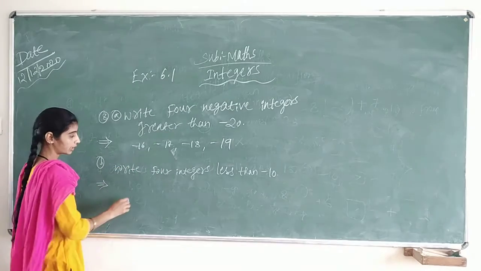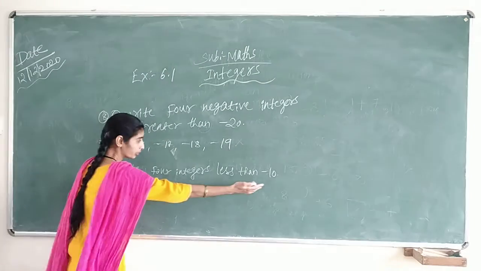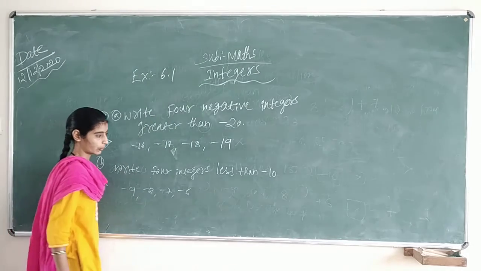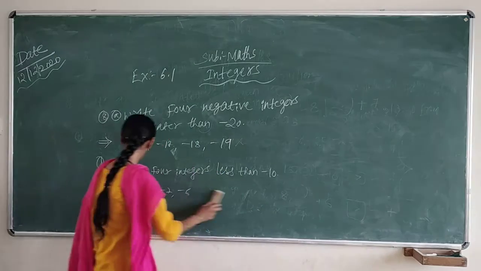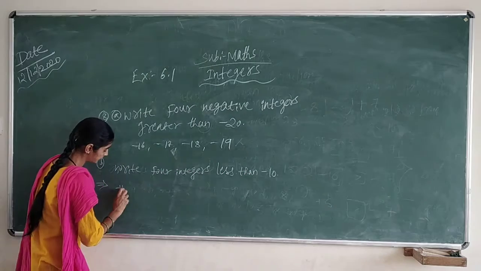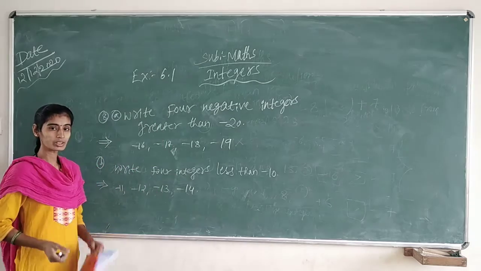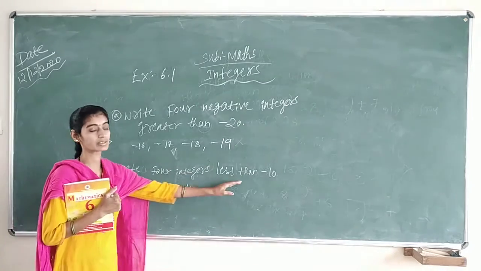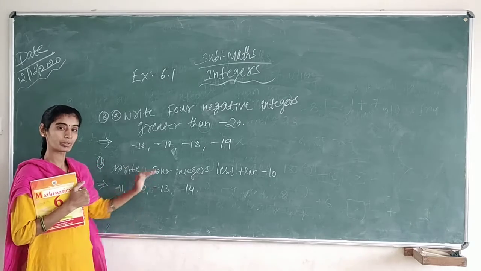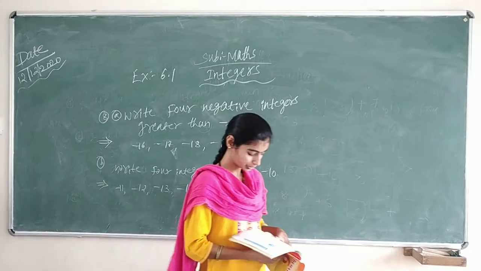So at that time, shall I write 9, minus 9, minus 8, minus 7, minus 6? Because you all know 9, 8, 7 all are less than 10. Will this be correct? No. So, what will be your answer? Yes. Less than minus 10 means you can write minus 11, minus 12, minus 13, minus 14. These are the 4 integers which are less than minus 10. Not only this, so on, minus 11 and so on will be less than minus 10. Okay. Then shall we move to the next question, children?